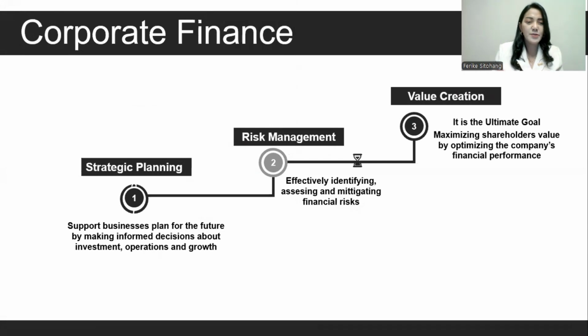Corporate finance aims at strategic planning, which supports the business plan for the future by making informed decisions about investment, operation, and growth. The second is risk management, which is effectively identifying, assessing, and mitigating financial risk. And the third is the ultimate goal of corporate finance, which is value creation. It maximizes shareholders' value by optimizing the company's financial performance.